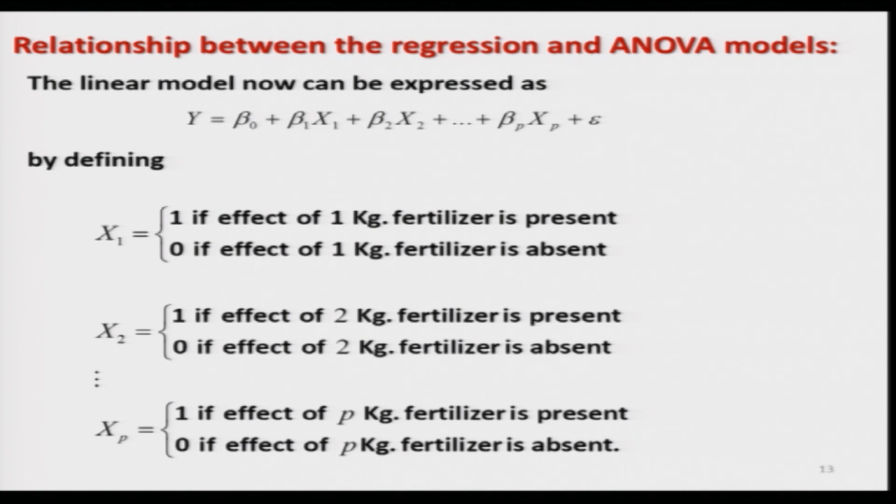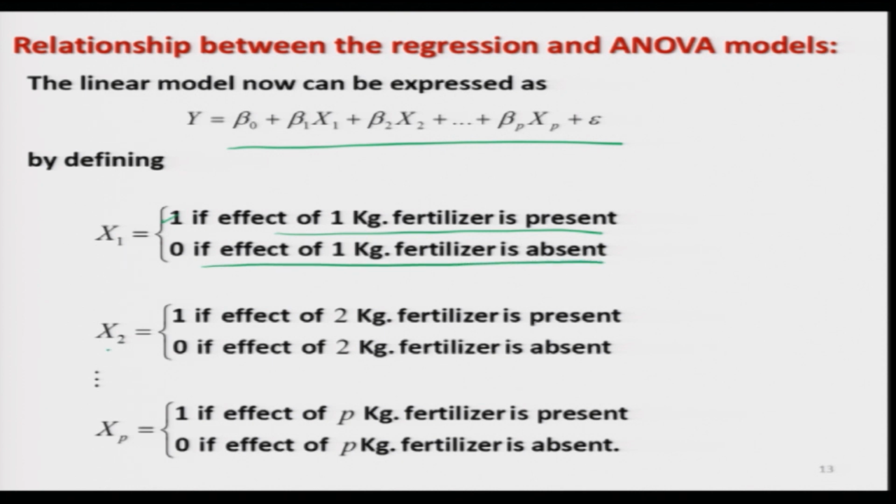So, now in case I consider the multiple linear model here as y equal to beta 0 plus beta 1 x 1 plus up to beta p x p plus epsilon, same model. Now, there is no issue. Now, I am going to define the variable x 1 as a counter variable. Say x 1 will take value 1 if the effect of 1 kg fertilizer is present, and 0 if the effect of 1 kg fertilizer is absent.